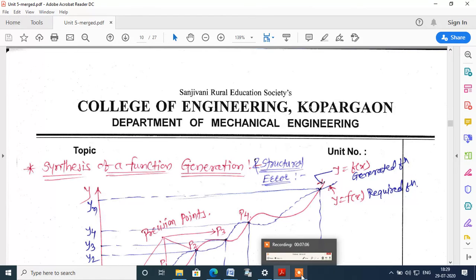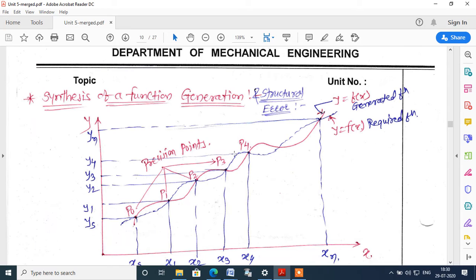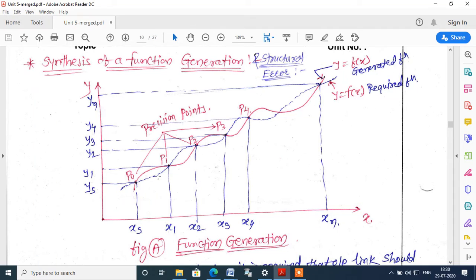Here, the next part is synthesis of function generation, which is also known as structural error. So here I have shown the figure in which the x-axis and y-axis are given. Here I have drawn a curve with a red line. You can say that it is the generated function. Here another dotted blue line is there. These are meeting at some points, and this is the required function y equal to f of x.